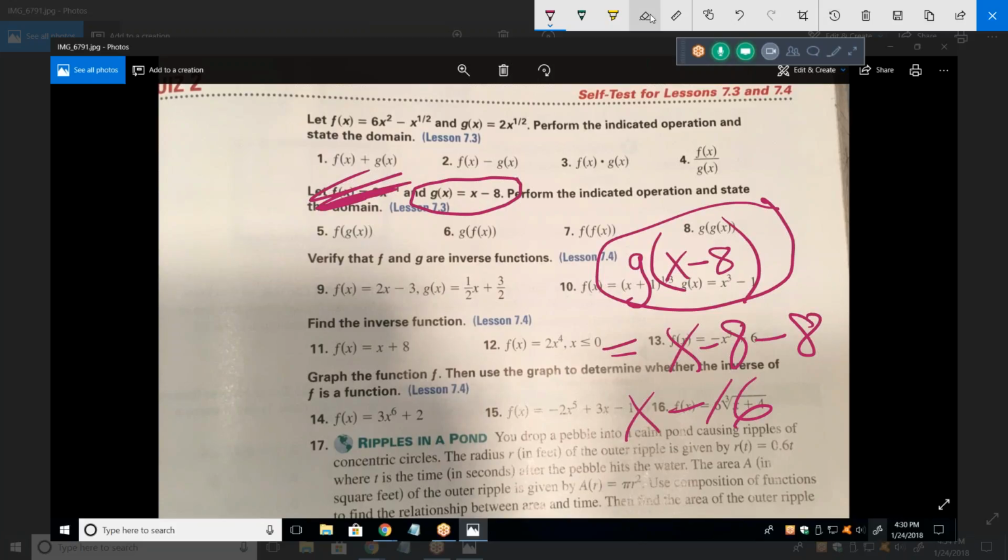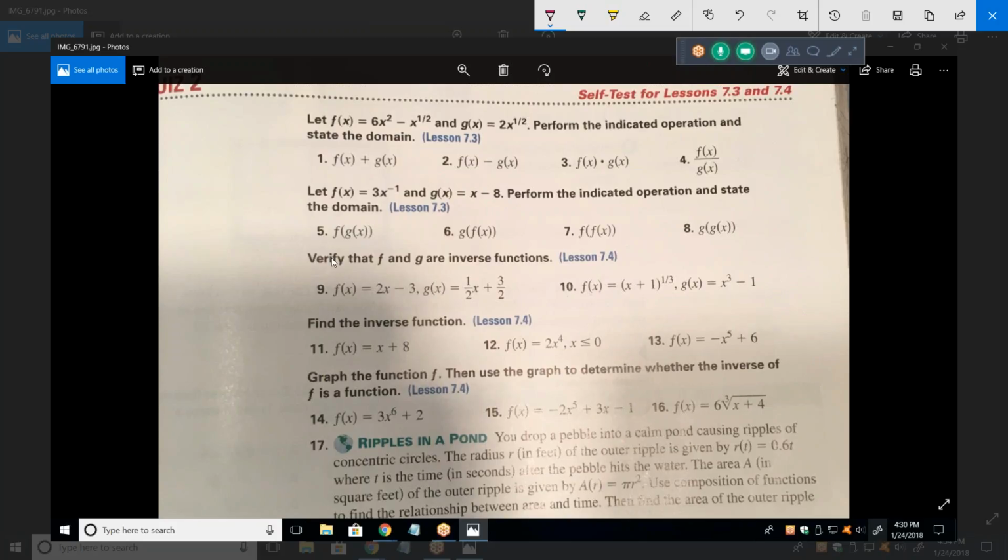All right, let's go on. Verify that f and g are inverse functions. Hold on. We need to go back and talk a little bit more about domain.